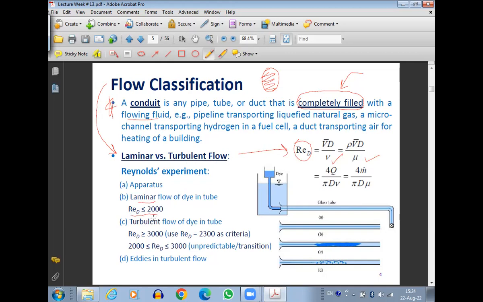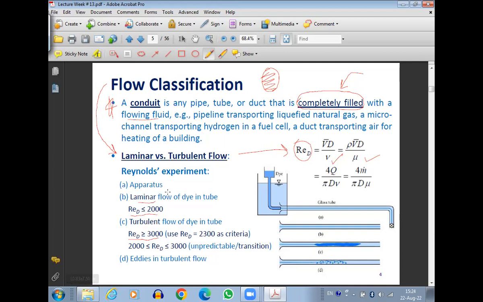If you have a conduit, any pipe, any duct, and you find out that the Reynolds number of the flow inside that conduit is less than or equal to 2000, we are going to consider it to be a laminar flow. Talking about the turbulent flow, it should be greater than or equal to 3000. So if the Reynolds number of flow through a conduit is greater than or equal to 3000, then we are going to consider it to be a turbulent flow.